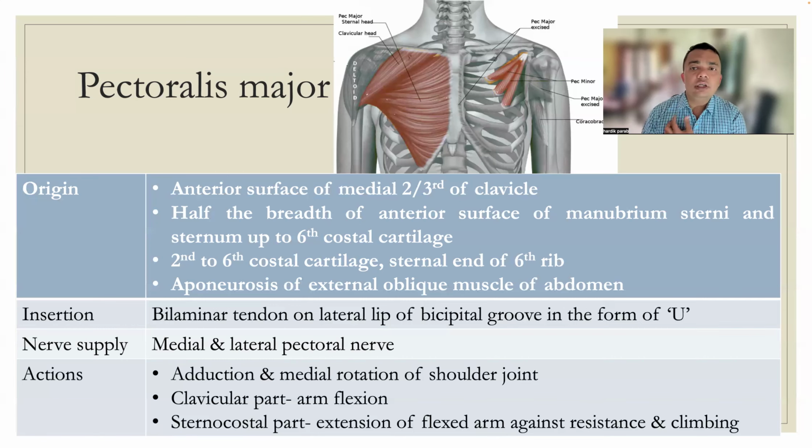One is the origin from the medial half of the clavicle. Then it gets origin from the sternum, from the manubrium sterni through the whole body of the sternum, but its anterior part, half of the breadth, on the right side and the same way on the left side. Then from the second to sixth costal cartilage, those are your costal fibers. In that way, sternocostal and clavicular fibers originate. Even from the aponeurosis of the external oblique muscle of the abdomen, there is origin.